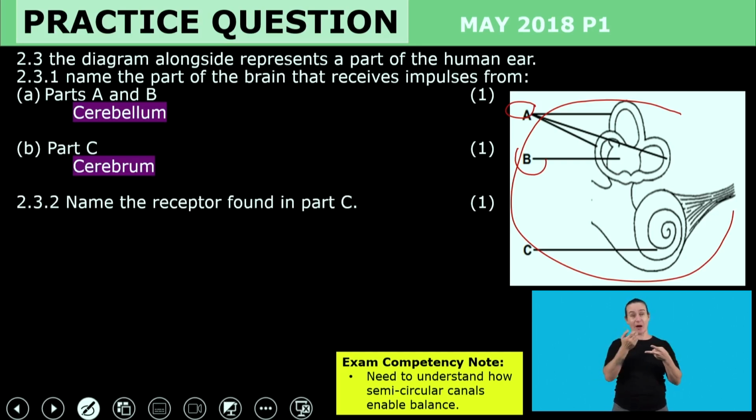232, name the receptor found in part C. Part C, cochlea. What is the name of the receptor? Everybody knows by now, it's organ of Corti.